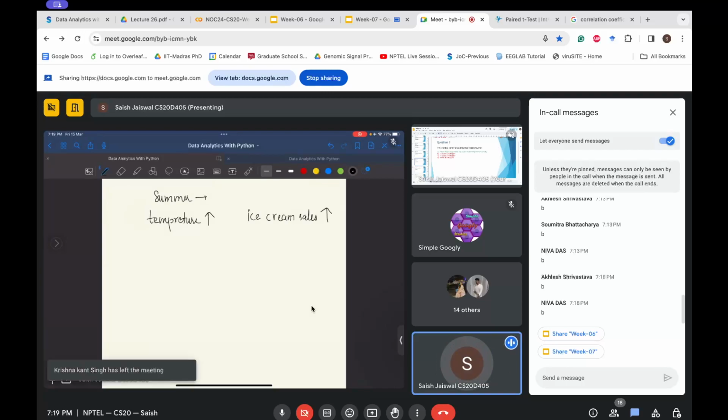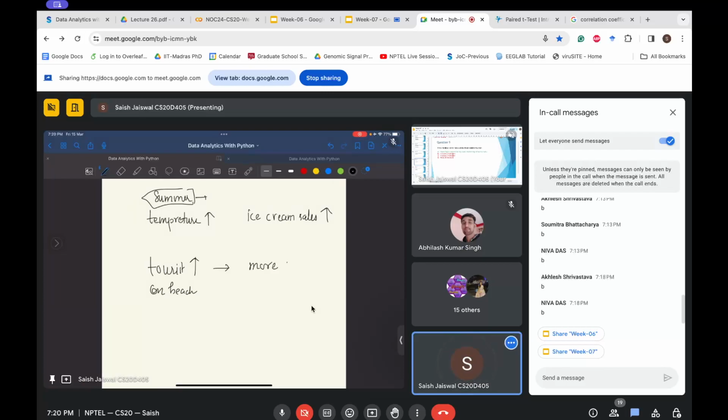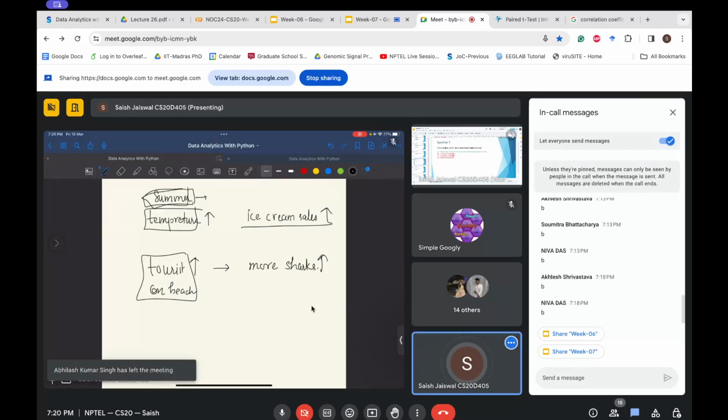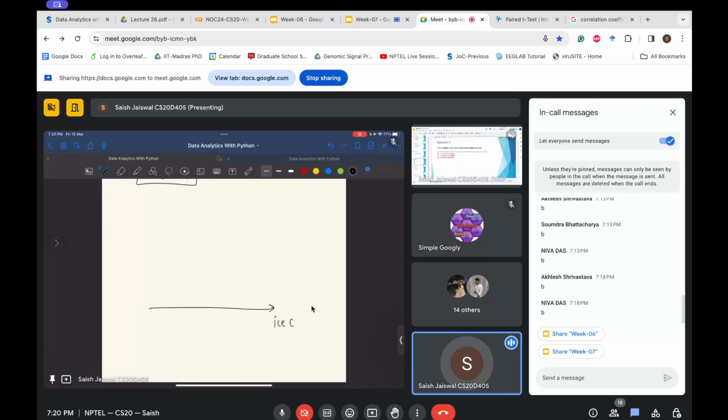Now as summer approaches, the number of tourists on the beach also increases, and that leads to more sharks coming towards the beach. So summer is approaching, temperature is increasing, ice cream sales are increasing, the number of tourists coming to the beach is increasing, and more sharks are coming to the beach. Now if you plot ice cream sales against the number of sharks coming to the beach, it will be something like this.